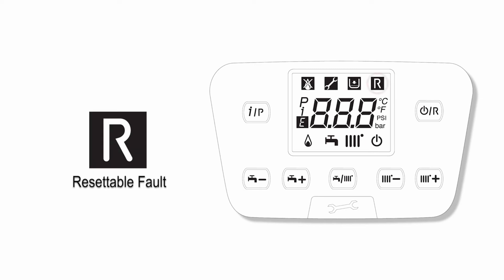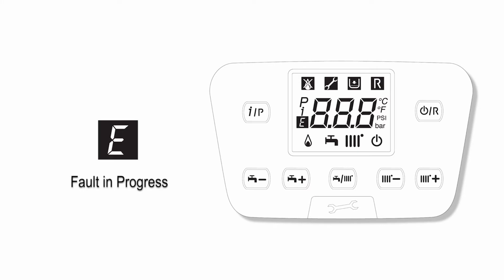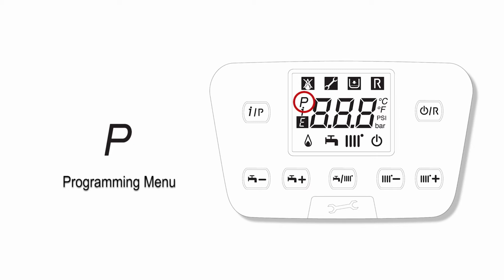The R icon is for a manually resettable fault. E is for a fault in progress. I is for the information menu. P is the programming or parameter menu.